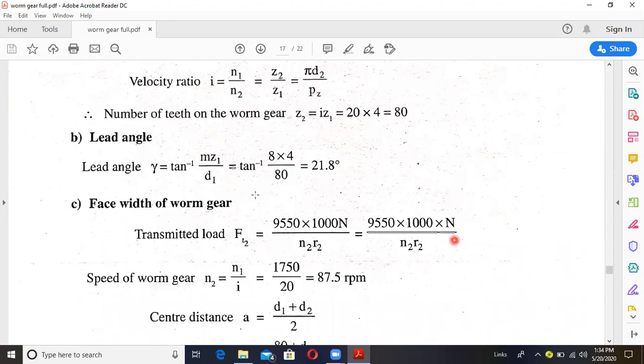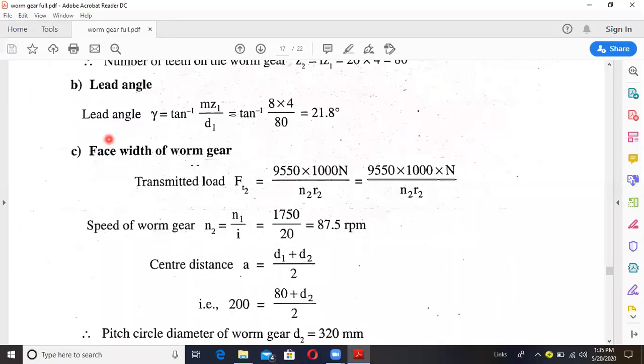Next we'll calculate lead angle. We know the formula. Lead angle gamma is equal to tan inverse of M into Z1 by D1. Substitute M, Z1, D1, which are given in the question. So then we are going to calculate the lead angle. So lead angle is 21.8. Next unknown is nothing but face width B.